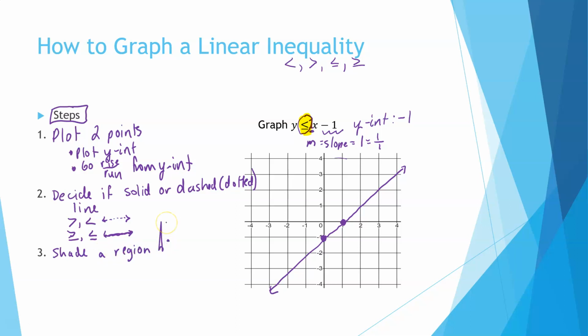Oh boy, that was supposed to say "of." Region of the graph. And we do that by using a test point.